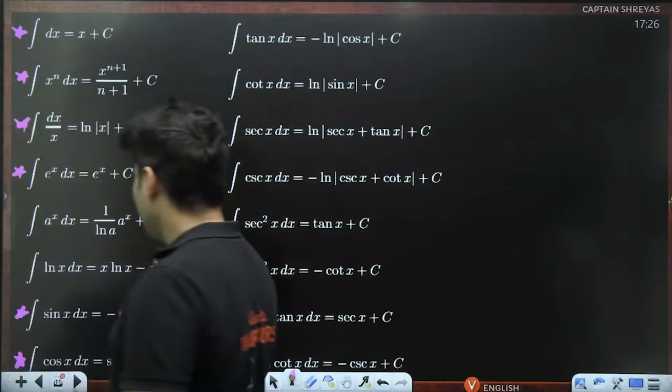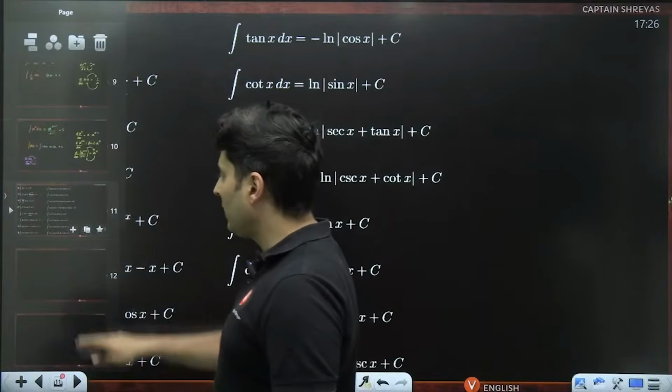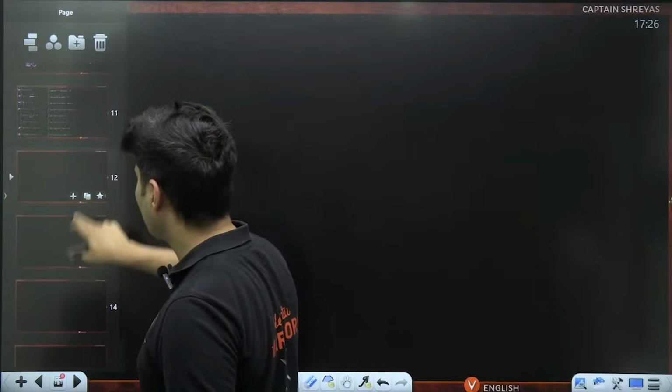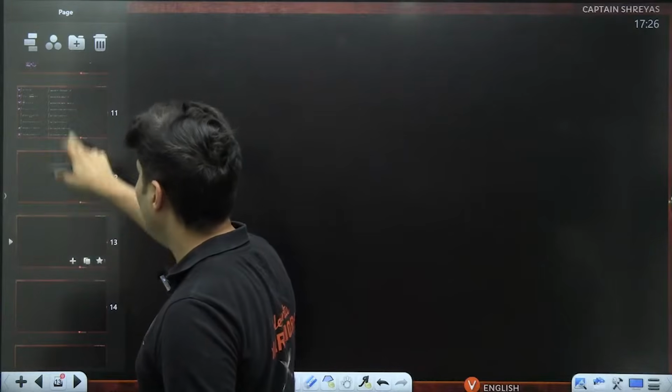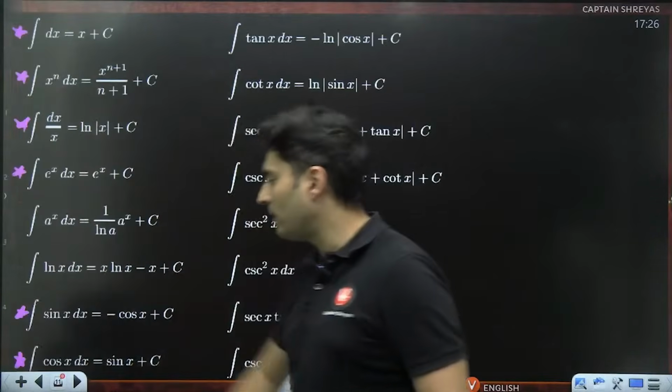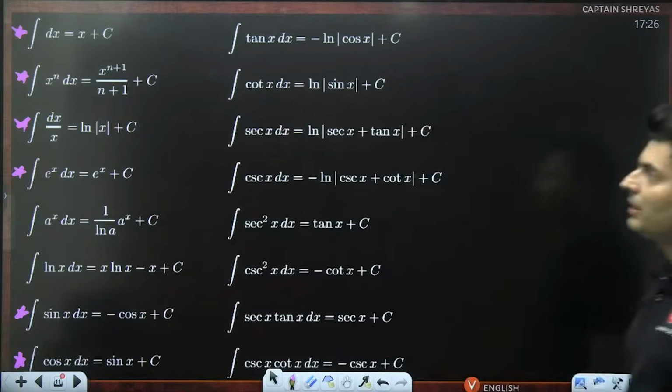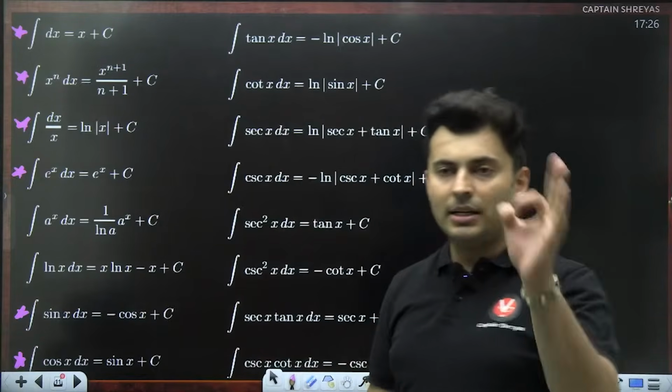Now that you are done with this, let's have a look at questions and how we solve them, all the different kinds of things. Once done, put up a heart. All these 6 formulas, write them down a couple of times.